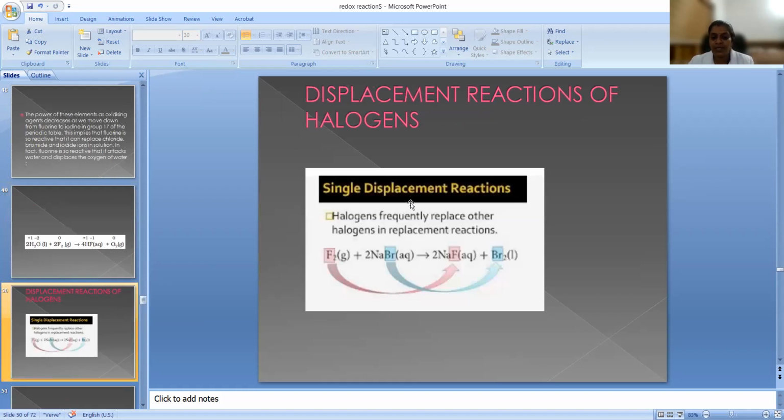Now, another type of displacement reaction we have to see. If you look at the reactivity of fluorine, chlorine, bromine, and iodine, fluorine is the most reactive, so fluorine can displace all the elements coming below it. When fluorine reacts with sodium bromide, it displaces bromine and forms sodium fluoride and bromine. Here the 0 oxidation number becomes minus 1. It is undergoing reduction and acts as a better oxidizing agent.